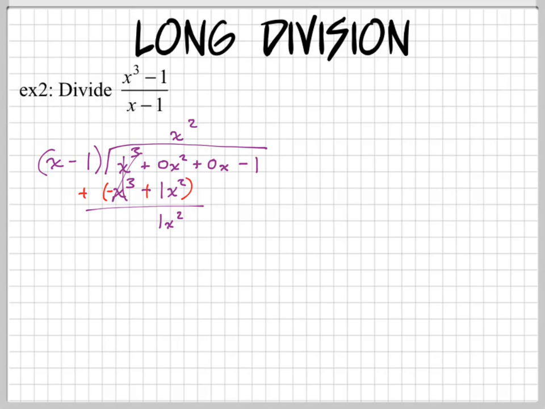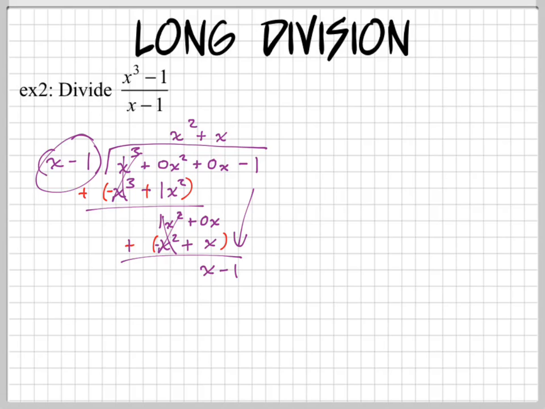These cancel each other out. My next term is just a 0x. What times the x will give me 1x squared? Just 1x. And so I go plus 1x. And now I go x times this. I must distribute. I get x squared minus x. And then I'm going to subtract the whole thing. So I distribute the negative, and that's gone, and then I'm left with an x, and then minus 1 is the last one I have to bring down.